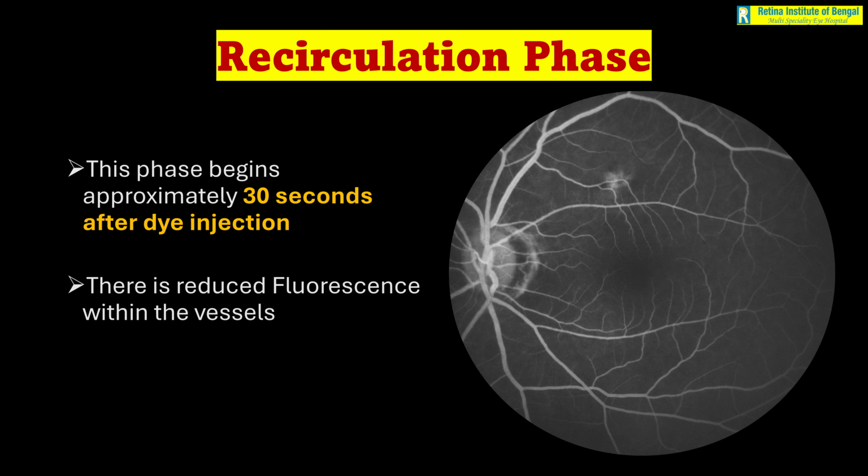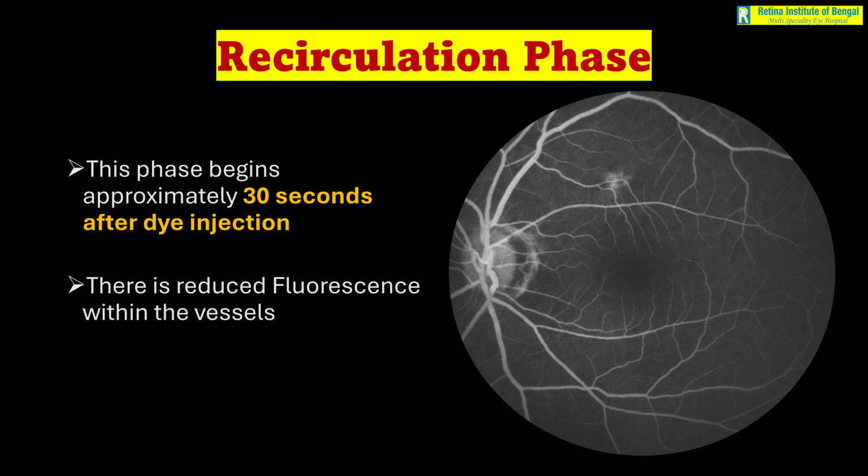Then comes a recirculation phase. This is a less important phase, but it begins 30 seconds after the dye injection. This is where the dye has gone out of the eye once and returns again. So we will not get to see all those arteriovenous phases and laminar flow this time, but you can suddenly see that the fluorescence which had been going down increases a bit and then again fades away.